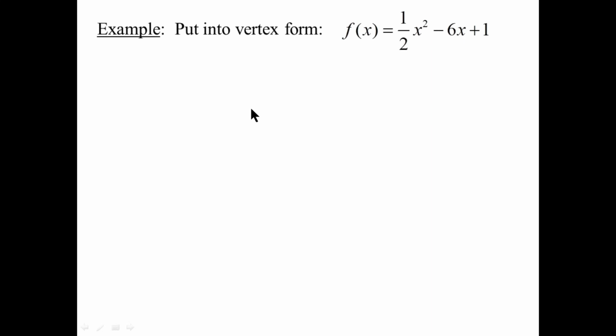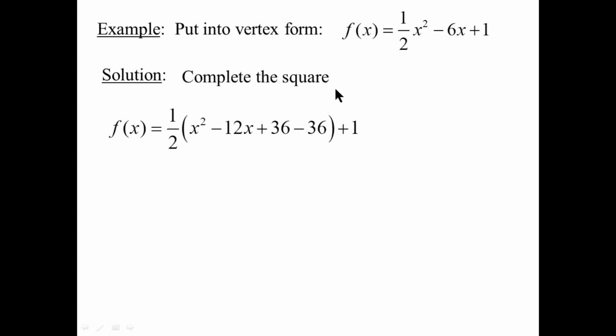One last one just for practice, and this one has a fraction in it. Solution, complete the square. Well, we've just done this twice, so we can do a couple of steps at once. Common factor out the 1/2. So there it is. That means 6 divided by 1/2, which is the same as 6 times 2, which is 12. That's why I see the number 12 here.